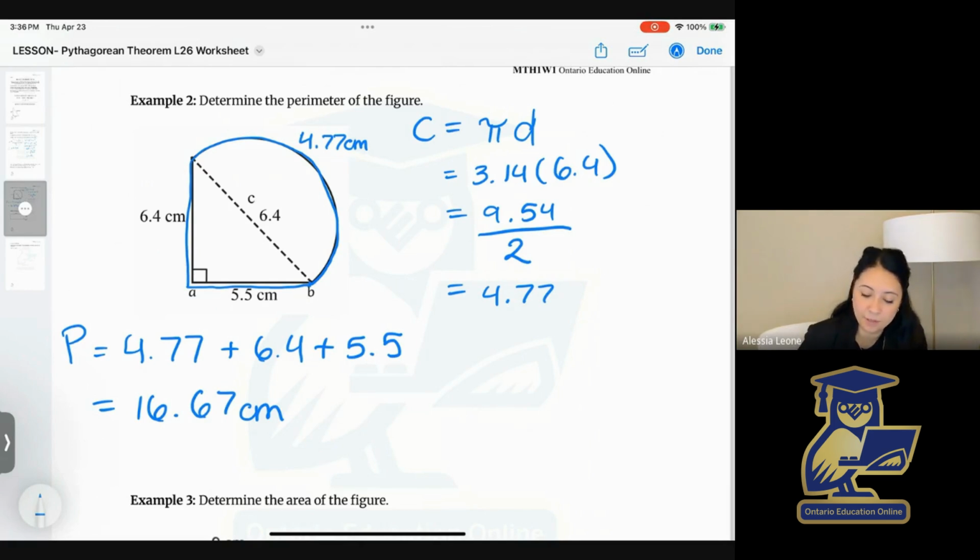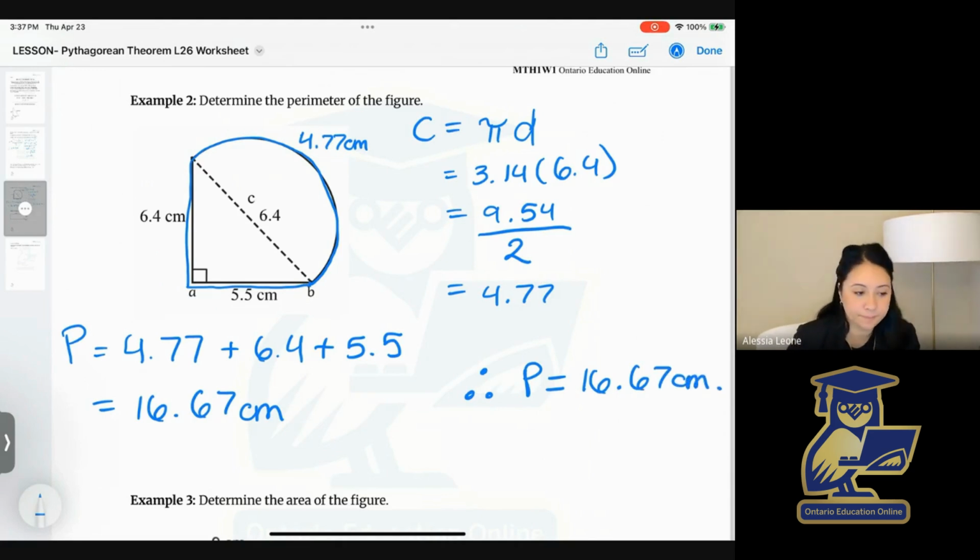.67 centimeters is our perimeter. So we can do a little conclusion sentence. Therefore, our therefore symbol, perimeter equals 16.67 centimeters, period.